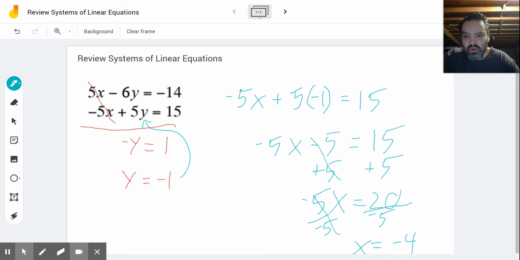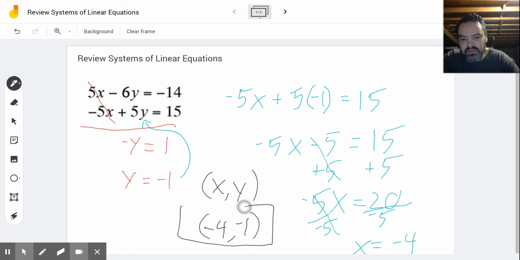Therefore, I now have my x and y value. So I'm going to write it. The format of my answer is going to be an ordered pair. Remember, an ordered pair is x value followed by the y value. So in this particular case, it's going to be negative 4, my x value, followed by negative 1, my y value. So this is the solution to that system of equations. It makes both equations simultaneously true. If I put it in, this will be true, and this will be true. Both equations will be true if I put in negative 4 for x and negative 1 for y.